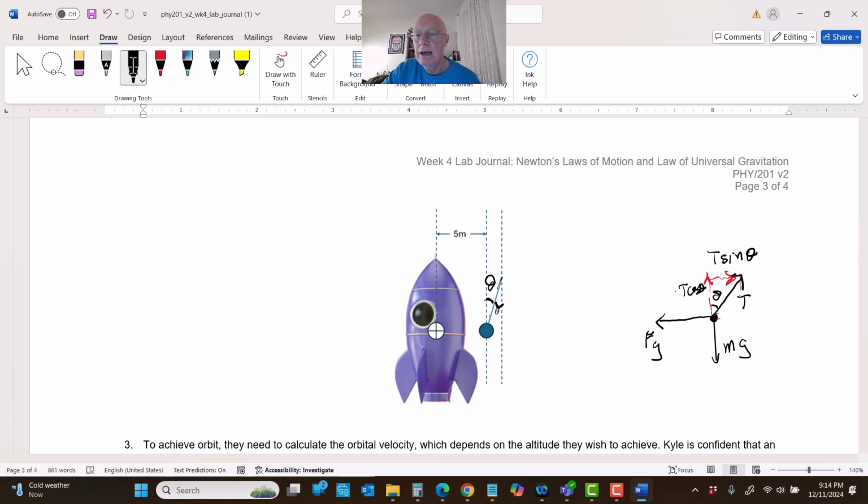Now, if you look at this diagram, there's only one component of force in the vertical direction to balance gravity. So I can see from here that T cosine theta equals mg, right? Because this pendulum is stable. It's in equilibrium. So all forces have to add up to zero. And there's also only one force in the horizontal direction that can balance the force of gravitational attraction between the rocket and the pendulum bob. And that's T sine theta.